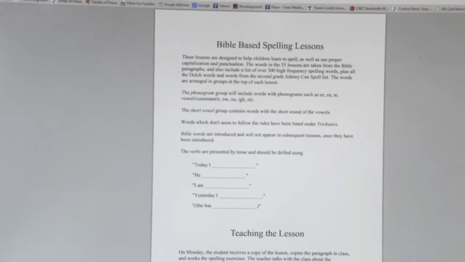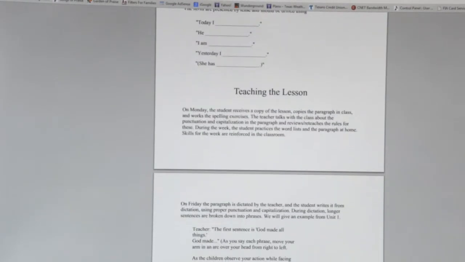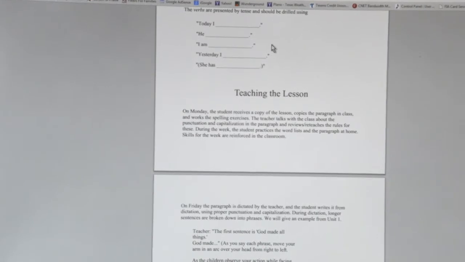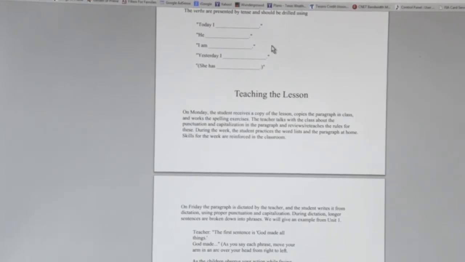The verbs I would work with orally with the children. For instance, if we were going to work with the word eat, I would say, today I, and the children say, eat. And I say, he, they say, eats. I am, they say, eating. Yesterday I ate, that would be the past tense, and she has eaten, using the helping word. I want to show you about the dictation here.